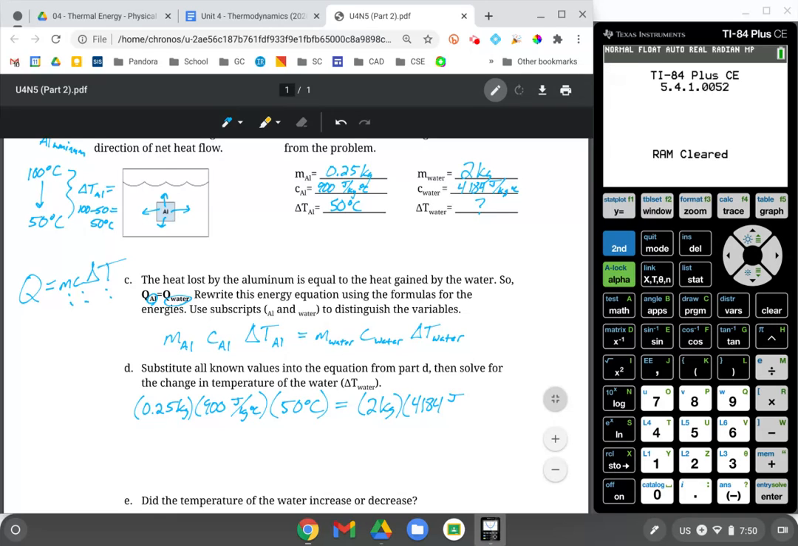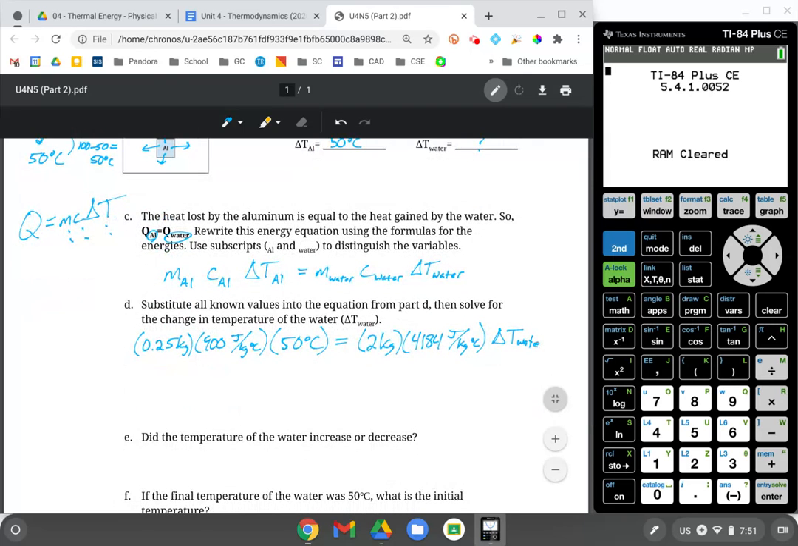Now you'll notice here that we don't have the change in temperature, and so I'm going to leave that of the water as a variable so that we can solve for it. And now what I'll do is I'll multiply all of the numbers on the left side to find the heat lost by the aluminum. And then I'll multiply just the two numbers that we know about the water so that we have a more simplistic algebra problem in order to solve for this unknown variable.